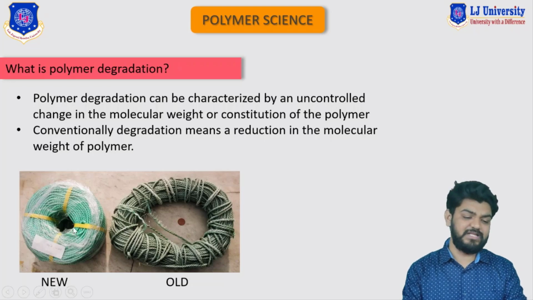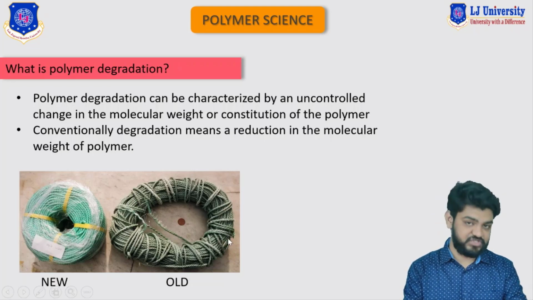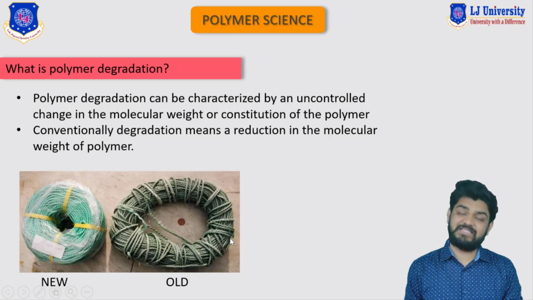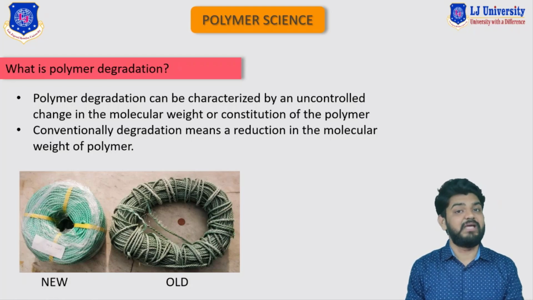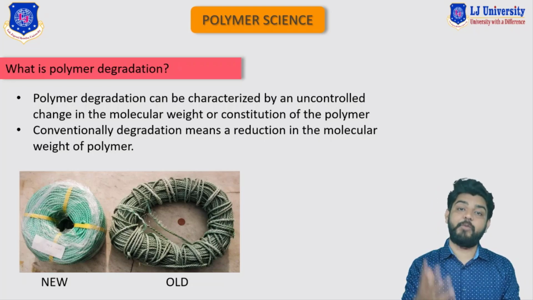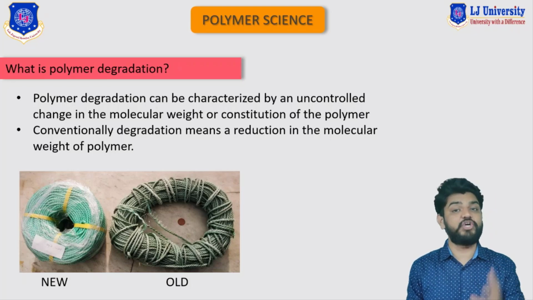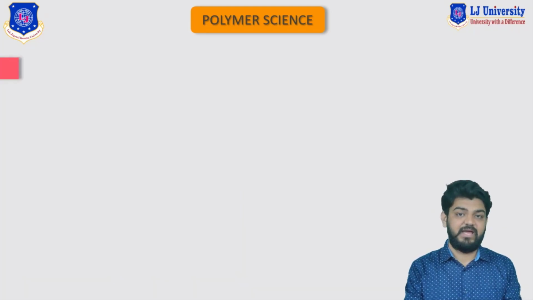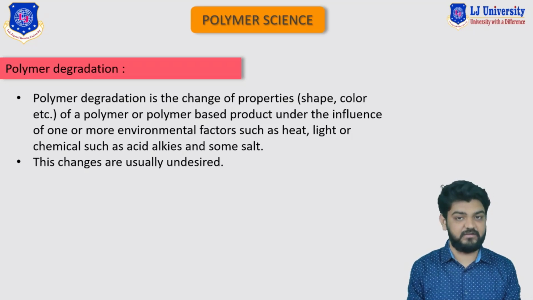This newly purchased rope has more strength, while this rope, which is now degraded, has less strength. So we can say that every polymer undergoes the degradation process, in which it loses its mechanical and chemical properties. So how can we identify that a particular polymer has undergone the degradation process? Now you can see the complete definition of polymer degradation.